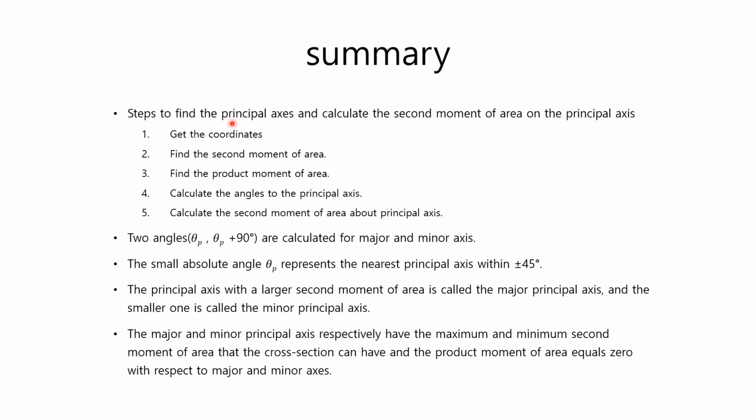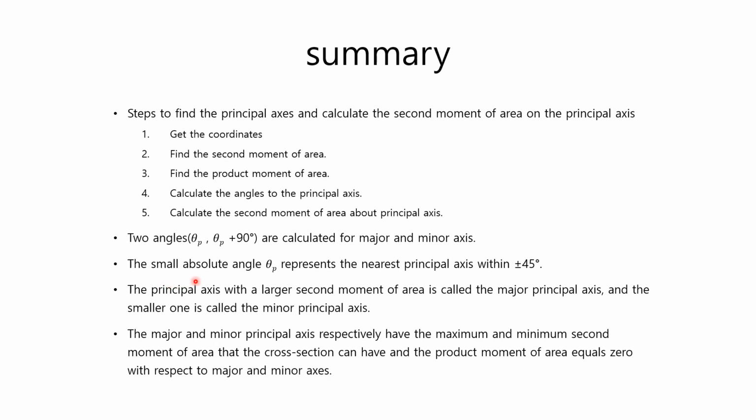Here we have a summary. Steps to find the principal axis and calculate the second moment of area on the principal axis are: get the coordinates, find the second moment of area, find the product moment of area, calculate the angles to the principal axis, calculate the second moment of area about the principal axis. Two angles, theta p and theta p plus 90 degrees, are calculated for the major and minor axis.